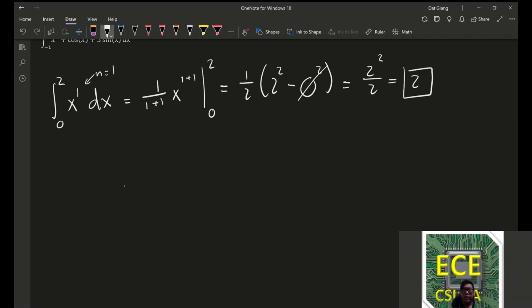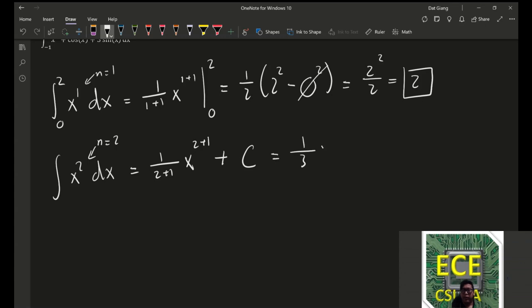Now, the second problem, we have the indefinite integral of x squared dx. Following what we did in the previous example, n is equal to 2. Therefore, we have 1 over 2 plus 1, x to the 2 plus 1. Because we don't have any boundaries to plug in, we have to leave a constant, which we call plus c. And so our end result is 1/3 x cubed plus c.